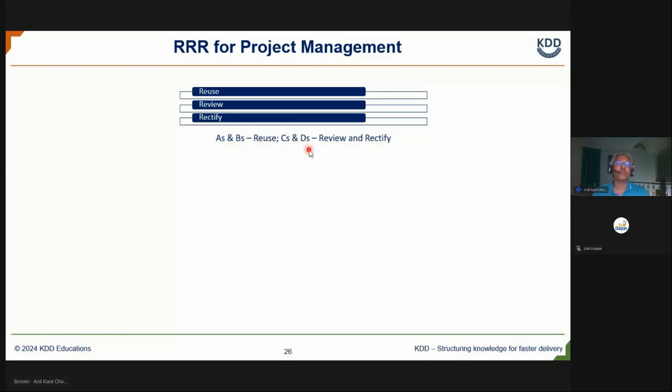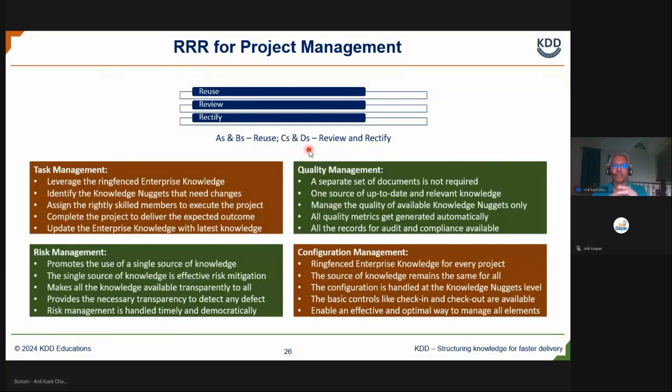C and D is for review and rectify. How you review it, automatically or manually, both ways. And what the findings are coming out, you can rectify them. Now, the same thing can be used for all the task management, quality management, risk management, configuration management. It gives you a way to handle all of that almost seamlessly.